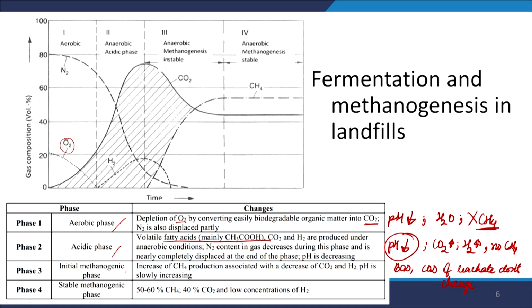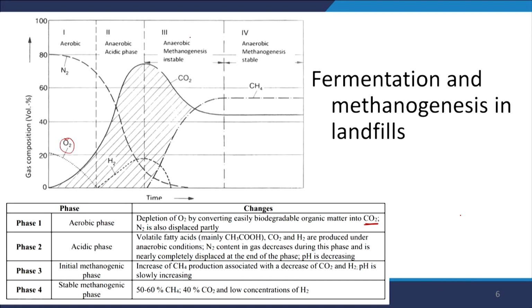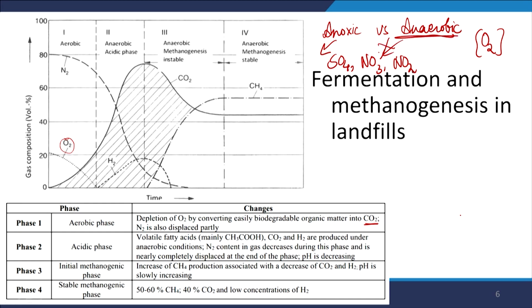Now when we enter phase 3 and phase 4, which are the initial methanogenic phase and the stable methanogenic phase, this is where most of the waste would be degraded. In the initial methanogenic phase, which is anaerobic methanogenesis, it's a very good time for me to clarify that there is a big difference between anaerobic and anoxic. We have used these words earlier. In both of them, oxygen is not present as oxygen itself. In anoxic, we will have other forms of oxygen present, such as sulfate or nitrate or nitrite, but in anaerobic even these are absent.